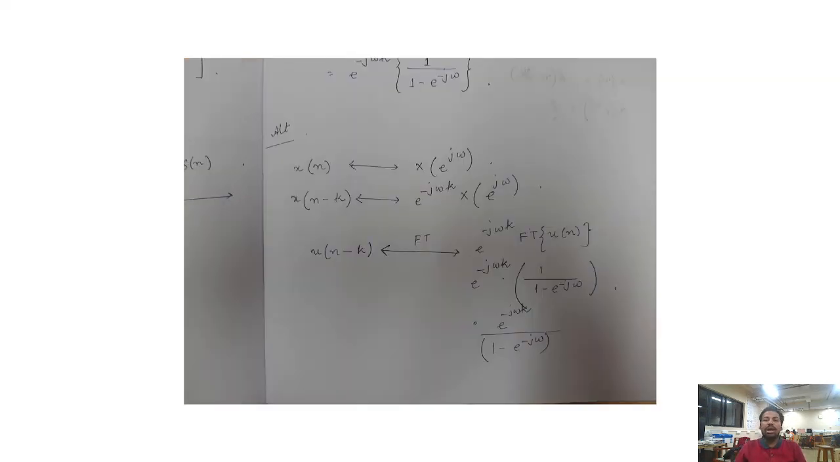The problem I stated before is the same problem. We have a unit step and a shifted unit step, for example u of n minus k, and we want to find the Fourier transform of u of n minus k. The initial method I used is the same process, but we can also have an alternative method.